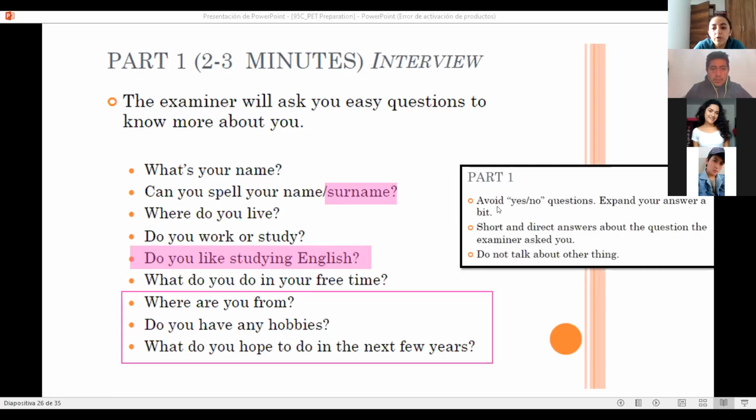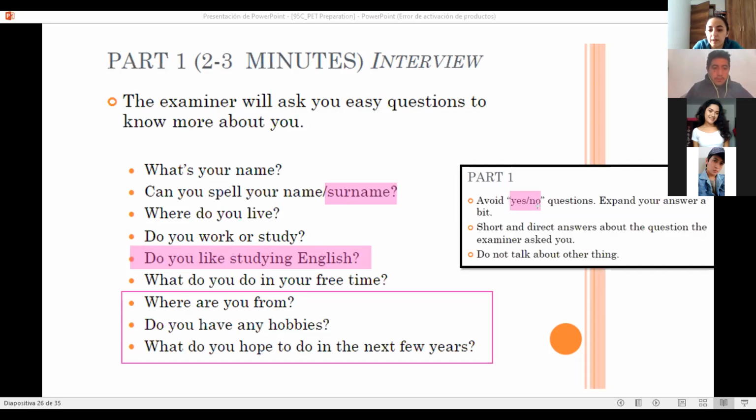Avoid, guys, avoid all yes and no answers. ¿Sí? Eviten responder sí y no. Siempre en la parte de speaking van a tener que ampliar su respuesta.